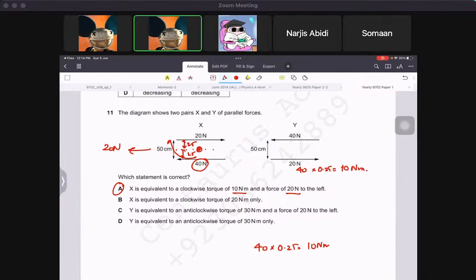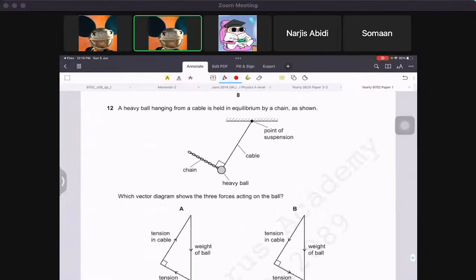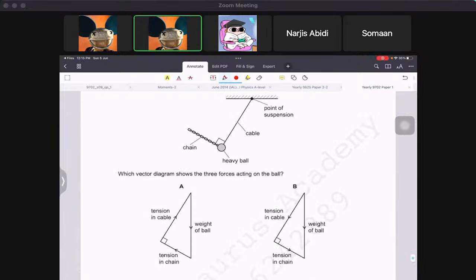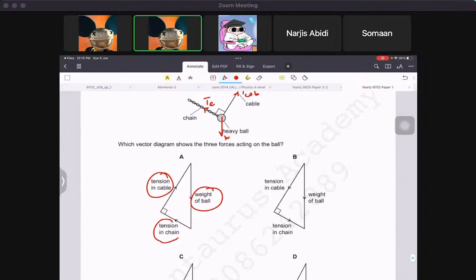Then going to 12, a heavy ball hanging from a cable is held in equilibrium by a chain. Which vector diagram shows the three forces acting on the ball? So there is equilibrium. So there will be tension here. The weight will be here. There will be another tension in the chain. So cable and chain. Okay, so this is right. Weight is down. And tension in the chain is also in the right direction. It also makes a closed shape, which means that this is correct.